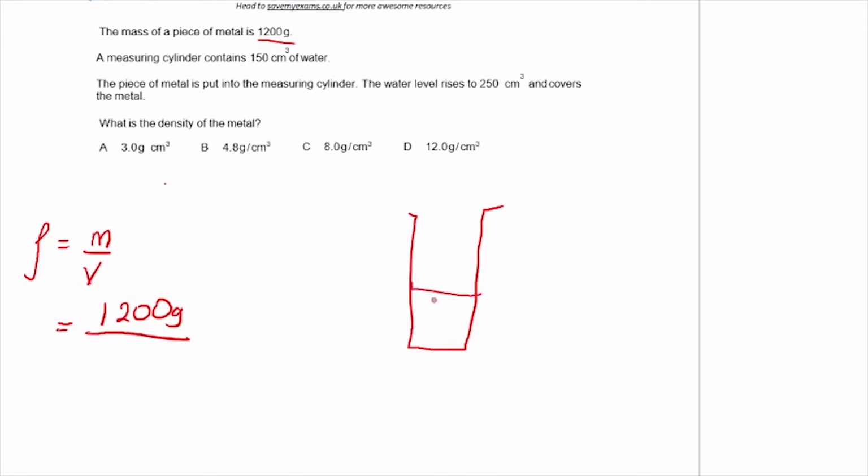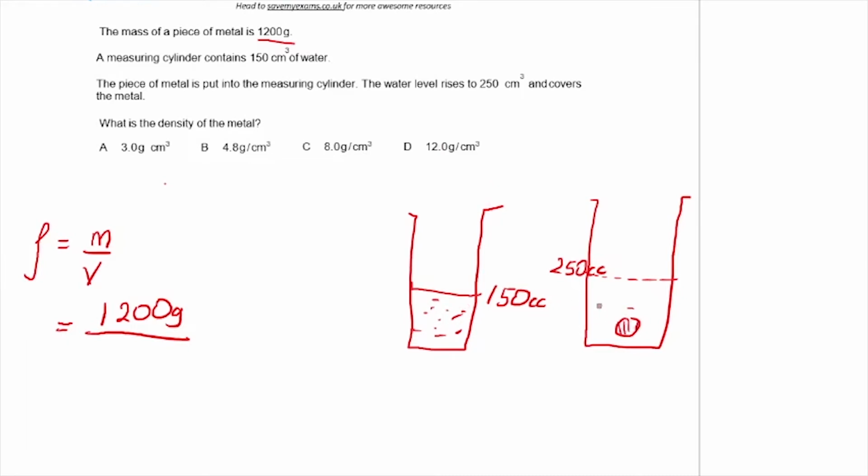So at first this thing had 150 cc of water, and then the piece of metal was dropped in and it was submerged. The water rises to how much? They're saying the water level rises to 250, so it measures 250 cc and covers the metal. What's the density of the metal? If the water was at first like this, then you put in this piece of metal and the water rises to 250 cc, it means it was able to rise because you submerged that piece of metal. So the rise in the water level is because of the volume of the metal.